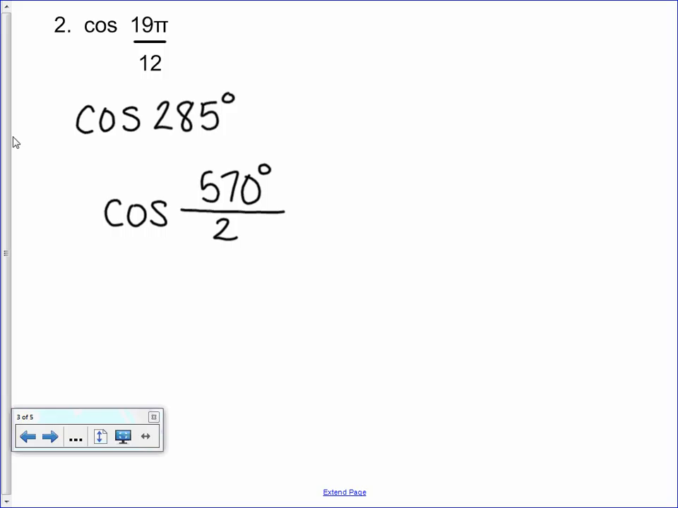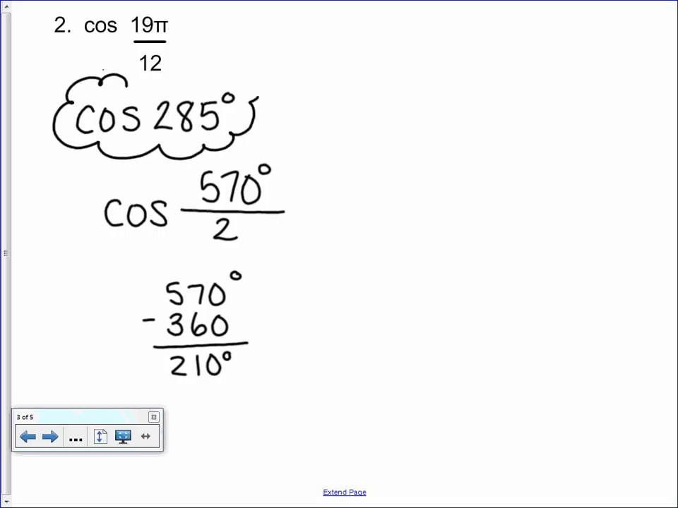We know 570 because all we do is take 570 and subtract it from 360. Remember doing these coterminal angles way back at the beginning? It's going to end up being 210. 570 and 210 are the same angle. So we can use 210, because we know 210, to help us get to where? 285.